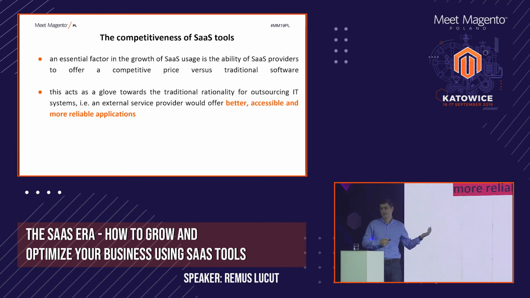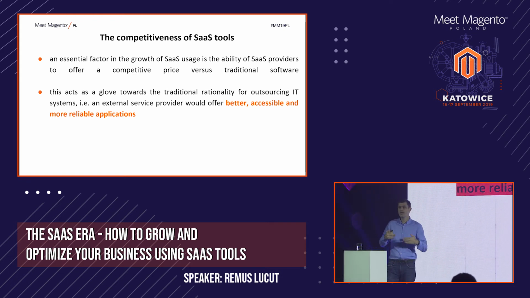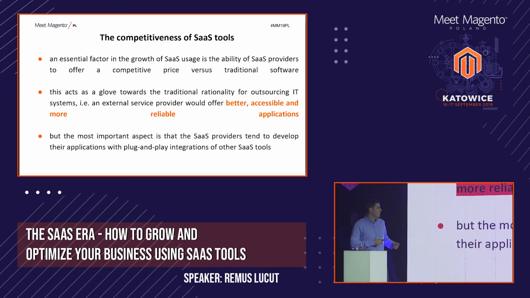It works like a glove, because a lot of companies need to have a really high velocity in time to launch, in time to market, in making decisions every day, day-to-day decisions. And obviously the most important fact is that SaaS providers develop their applications with integrations of other SaaS tools, meaning they're really easy to use. Whether it's single sign-on or some other type of connection between those tools, they are really keen on helping you interconnect better and communicate with the other tools that you are working with.